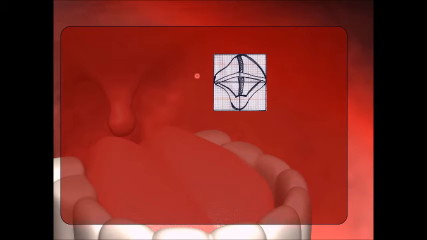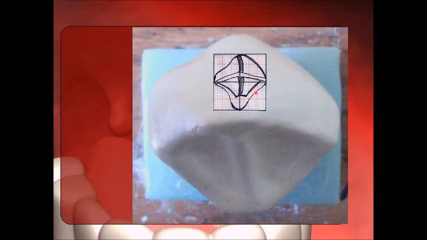This is how it should look incisally when we finish the cutting. As you can see here, the mesial half of the crown is convex. The distal half is slightly concave. This is the depression here, like premolars. This is the area of the cusp tip. These are the mesial and the distal cusp slopes. Here is the lingual ridge, and this bulge is the labial ridge.